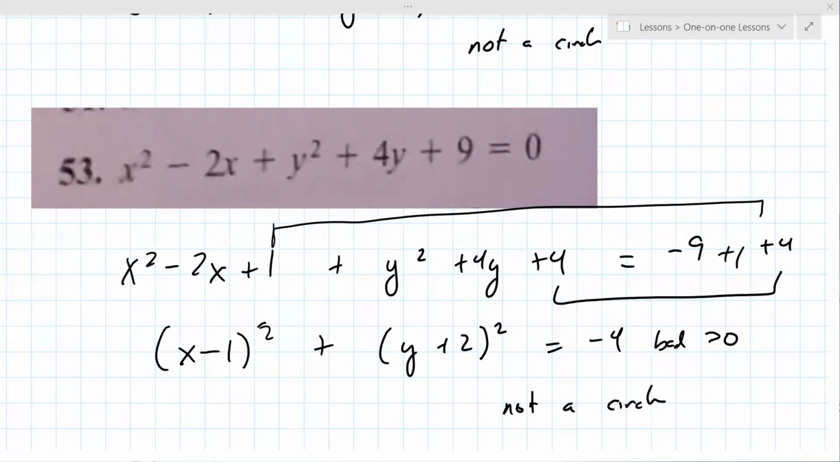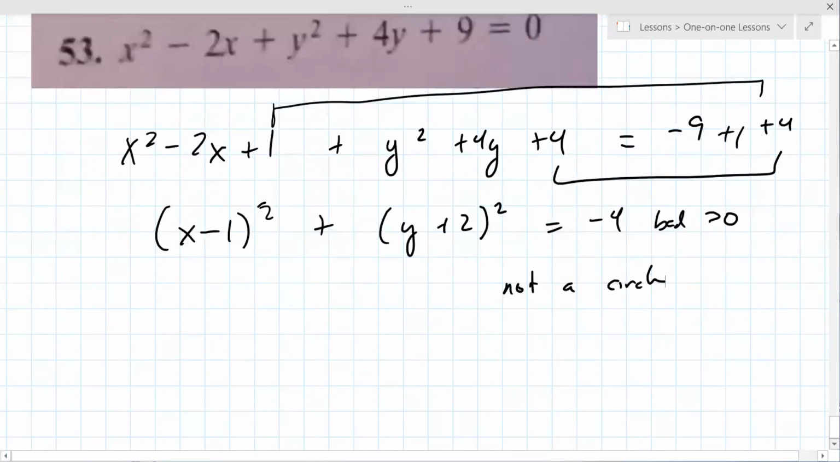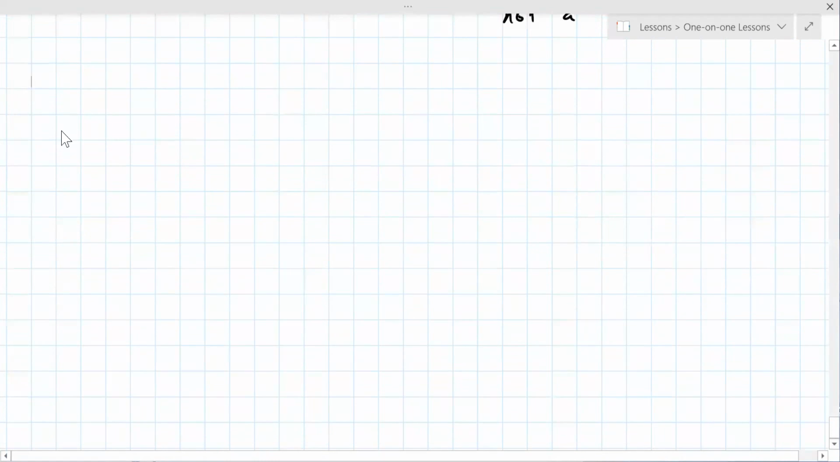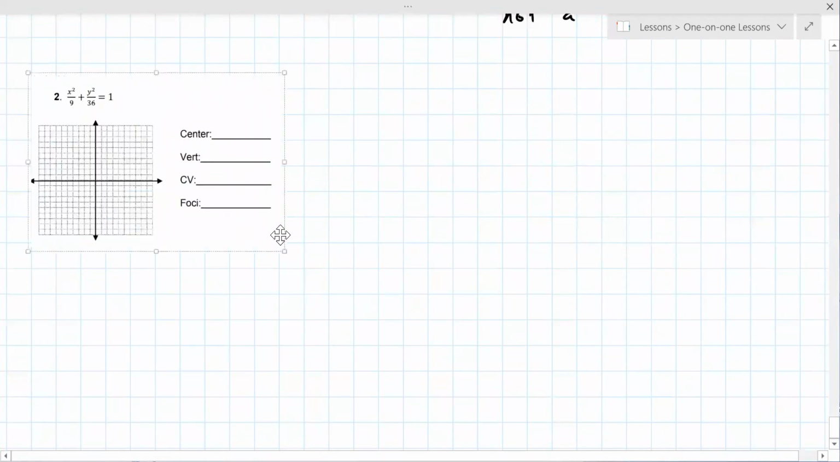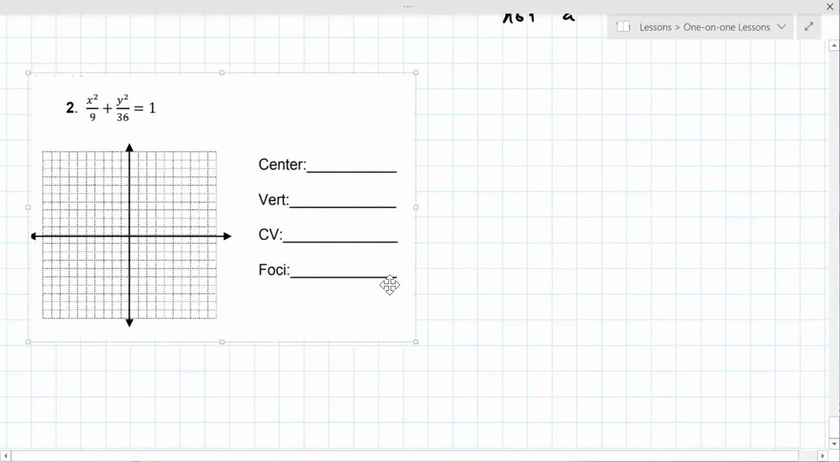Okay. How do you get the foci? Is that what you call it? Foci, and it depends on whether you're doing, we'll do number 2, it depends where the A is. Depends whether A is under X or Y. So here, A is always the bigger number.